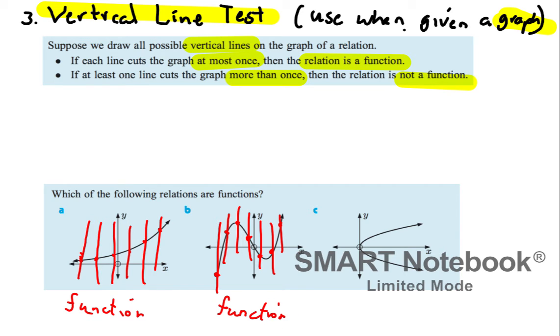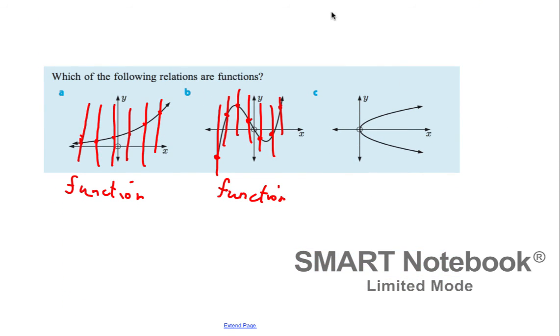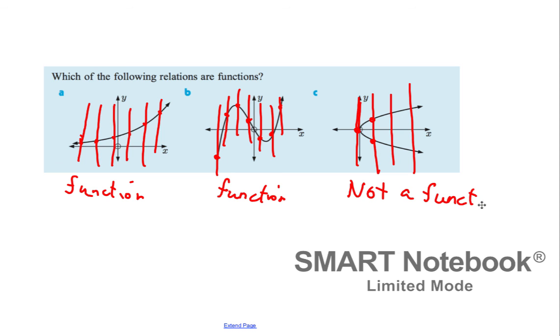Can't see too well, so let me move this up a little bit so we can get that smart notebook off of it. So I'm going to do the same thing. Now if I drew the vertical line right through here at the x-axis, it only hits it once, but all the other times I choose to hit it at is at 2. So you always want to choose the line that intersects it the most times. So since a single vertical line intersects this graph more than once, that means C is not a function.